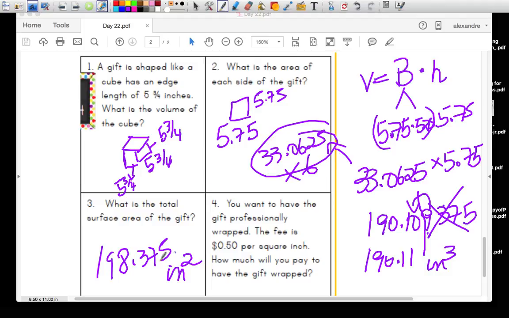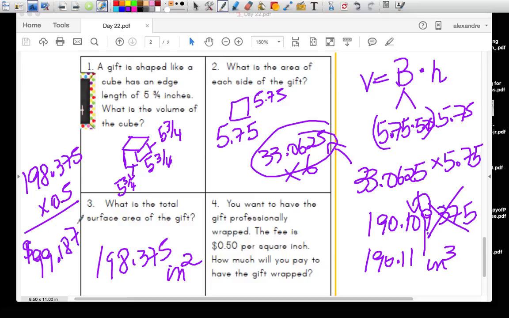Now, if you were to wrap this, each square inch is 50 cents. So next question, the fee is 50 cents per square inch. We have 198.375 square inches. We multiply that by 0.5 for 50 cents, which gives you $99.1875. Wow, this is pretty expensive. Money can't have 4 decimal places, only 2, so it would be $99.19. Okay, and that was day 22.